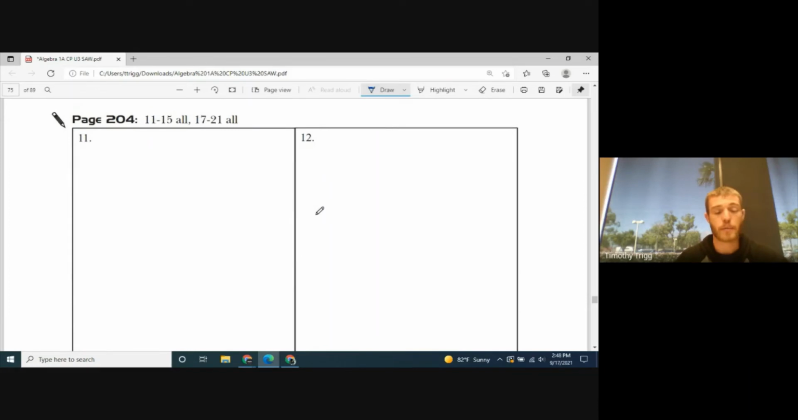Okay, when you're done with that, let's go ahead and move on to the next section, starting on page 204. And we're starting on page 11 here. Okay, we haven't seen ones like this, so I'm going to go over it pretty slowly, but they're actually not too hard.